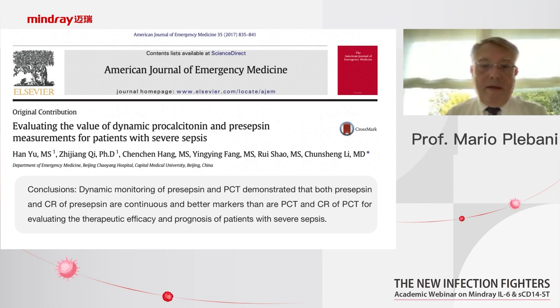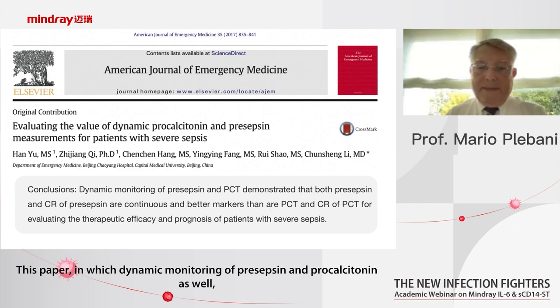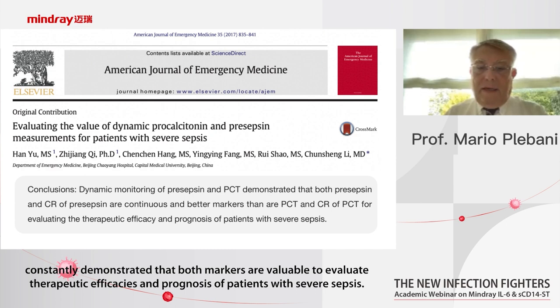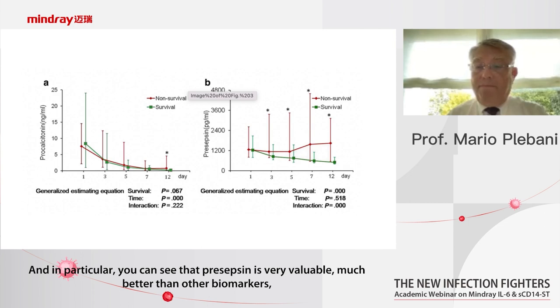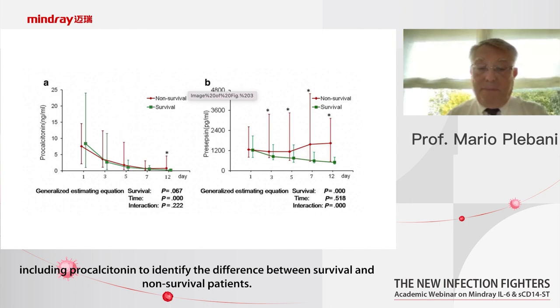So this paper, in which dynamic monitoring of presepsin and procalcitonin demonstrated that both markers are valuable to evaluate therapeutic efficacy and prognosis of patients with severe sepsis. And in particular, you can see that presepsin is very valuable, much better than other biomarkers, including procalcitonin, to identify the difference between survival and non-survival patients.